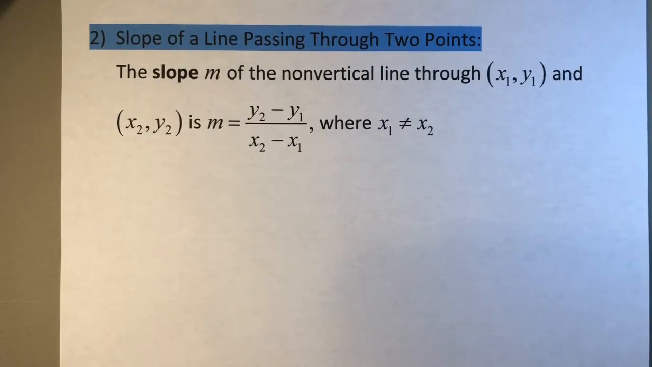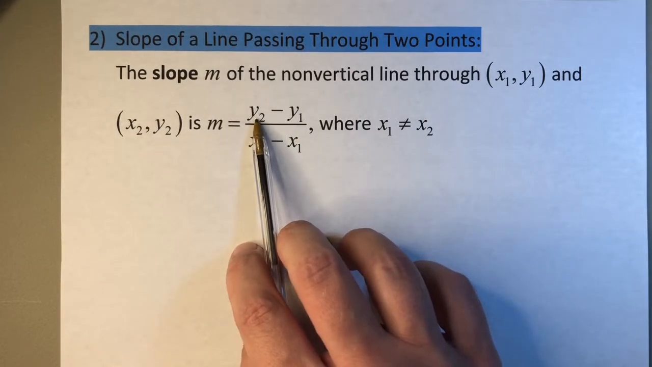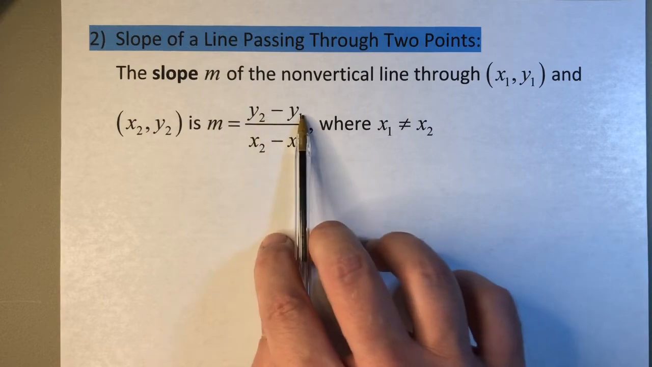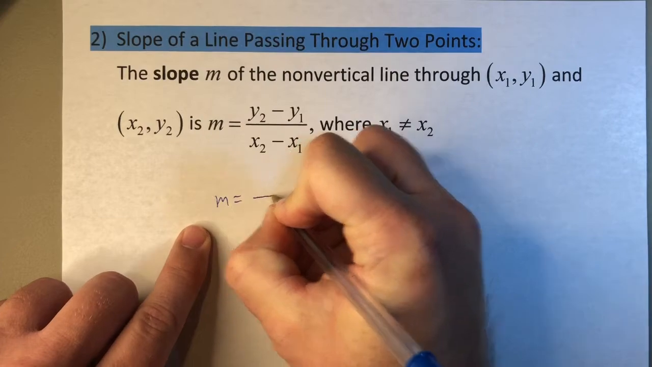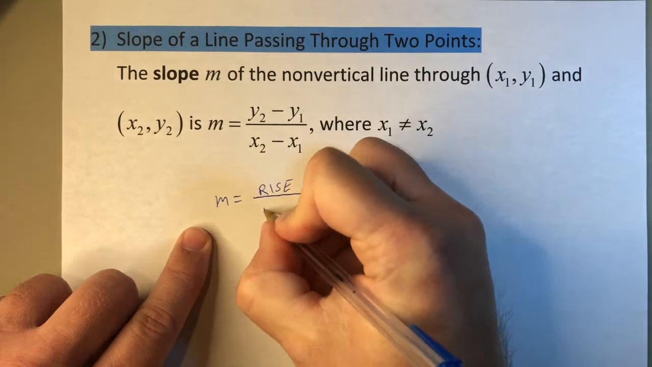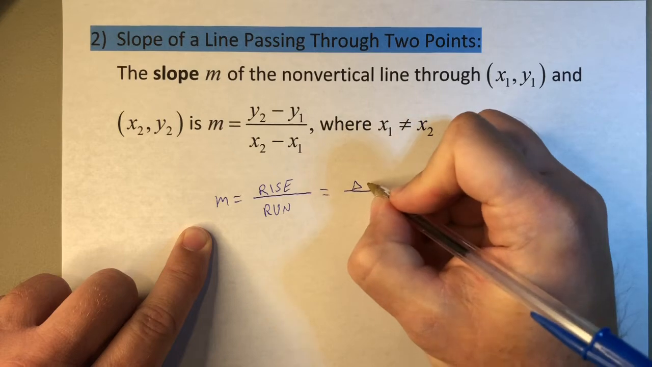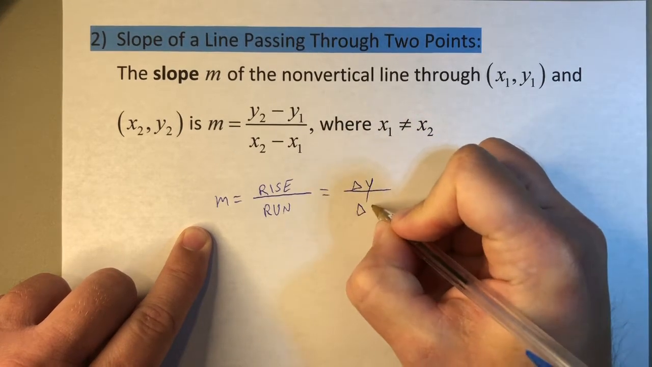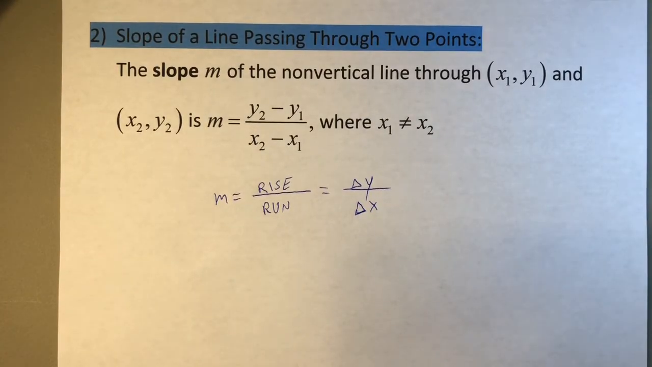The next topic in section 2.1 is the slope of a line passing through any 2 points. So the slope of any non-vertical line through any 2 points is equal to what? The difference of the y-coordinates all over the difference of the x-coordinates. In other words, you learned this probably years ago, it's the ratio of the rise over the run, okay? In simpler mathematical terms, it's delta y over delta x, delta indicating change. That's that Greek letter there for change.